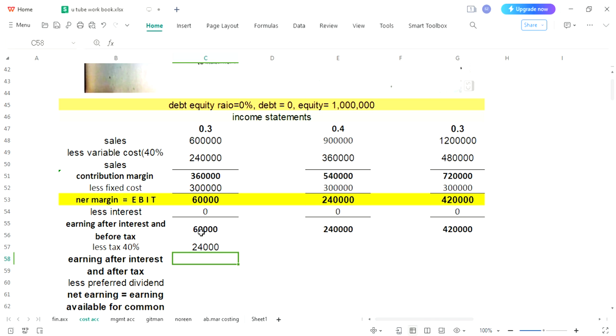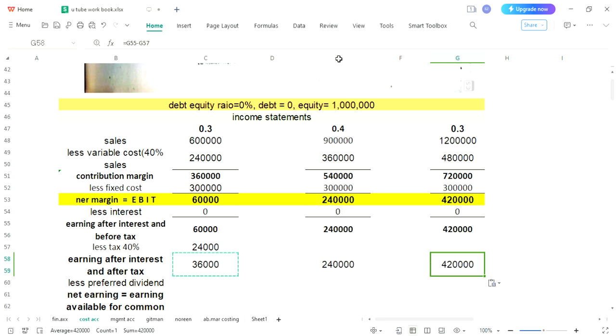Tax has been calculated. We are now open to calculate earning after tax, which is actually the difference between tax and previous income. Previous income was 60,000. You will subtract amount of tax 24,000. So we have got earning after tax, that is 36,000. And in this way, this part has also been completed, and we are going to do the same thing over here, just merging the cell.